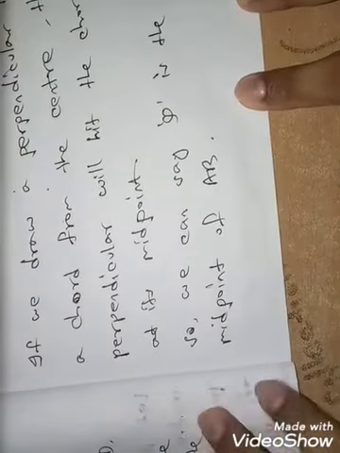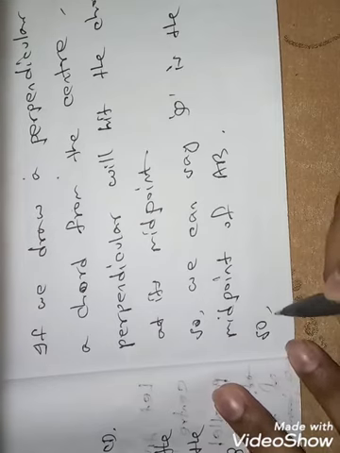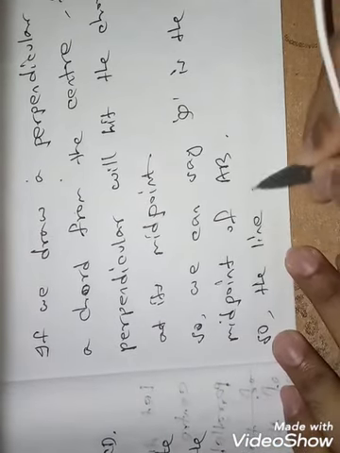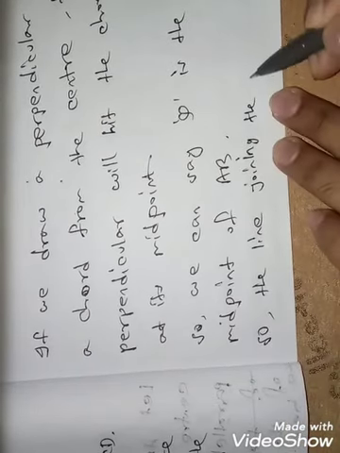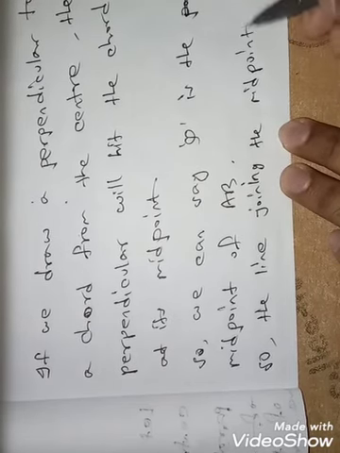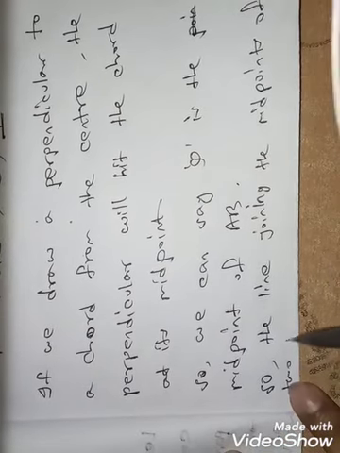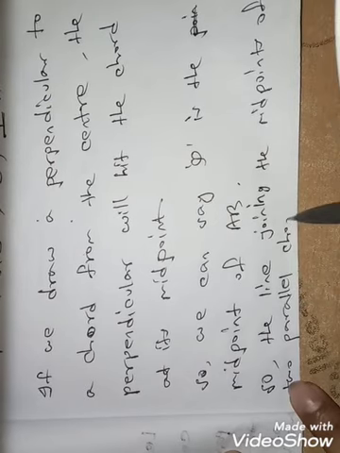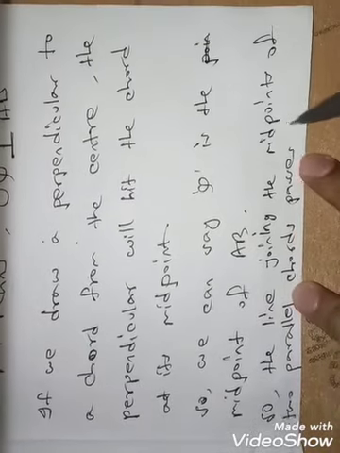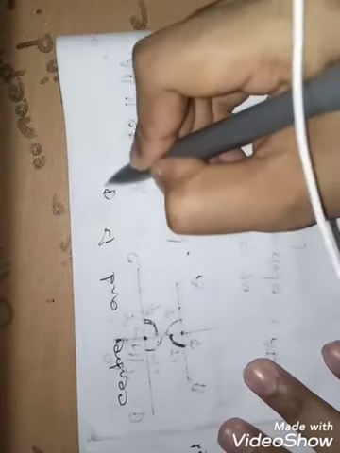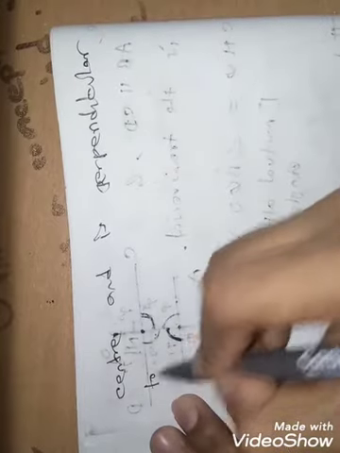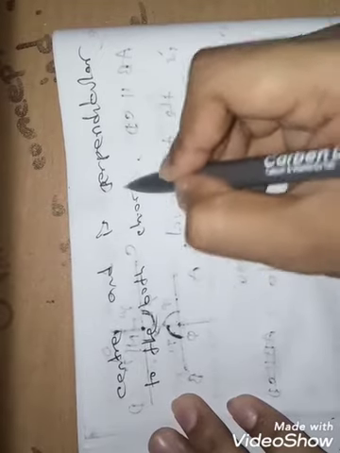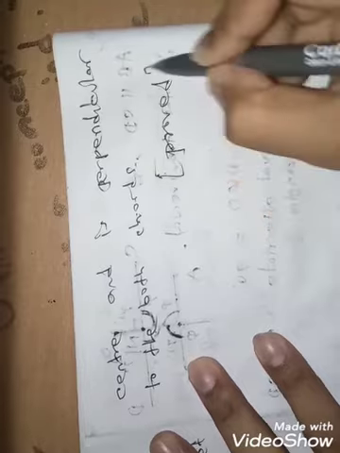So finally we can say, the line joining the midpoints of two parallel chords passes through the center and is also perpendicular to both chords, and we have proved this theorem.